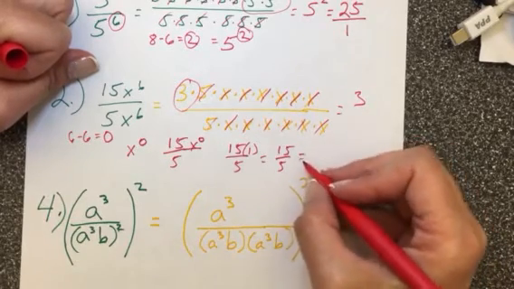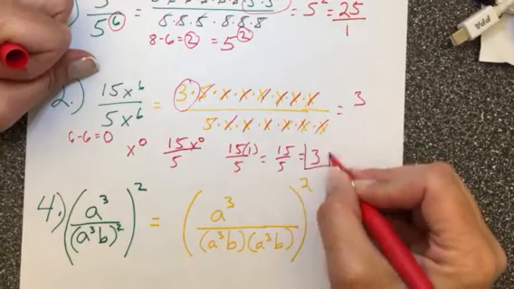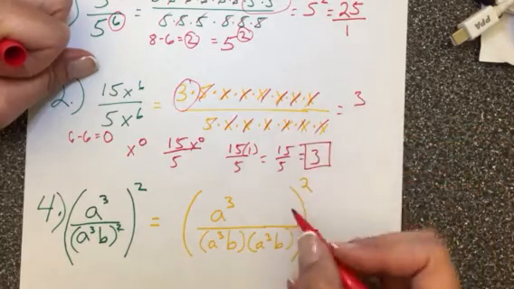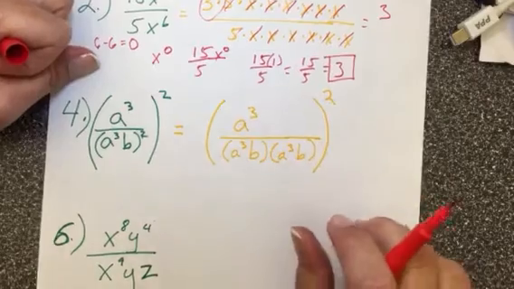Annika, what is 15 divided by 5? 3. It's 3. I have a special visitor right now. Okay, and I'm just going to keep going because I got to finish this really quick.